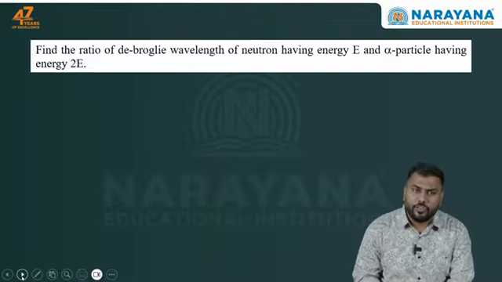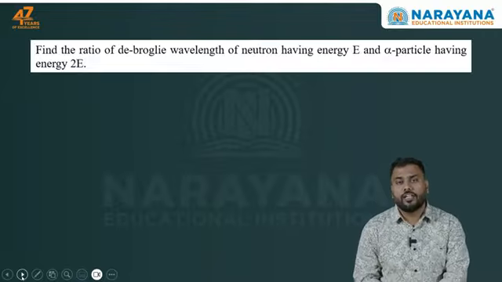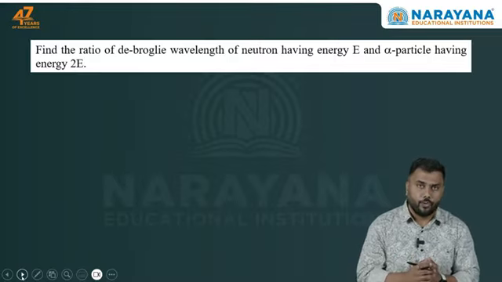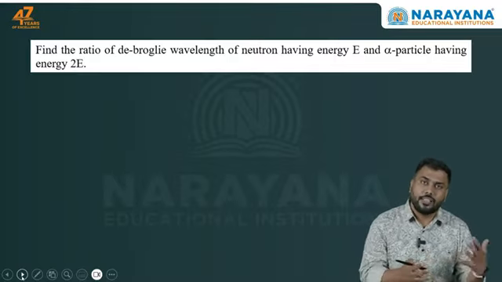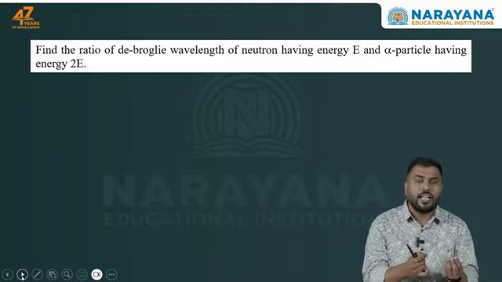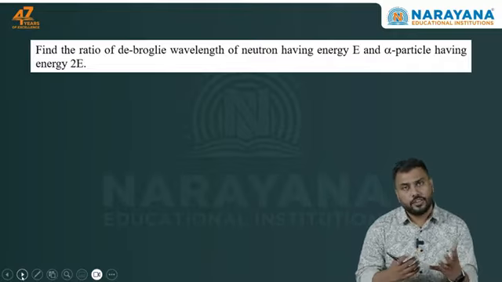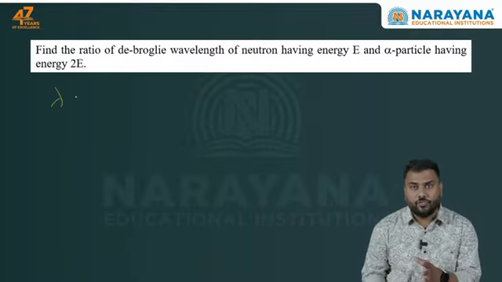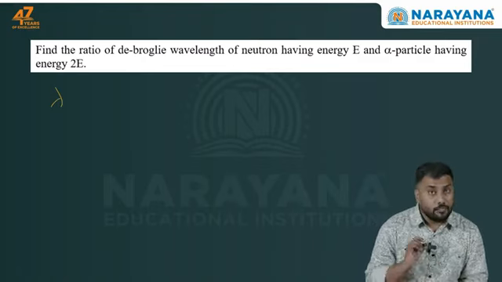In this question, we need to find the ratio of the de Broglie wavelength of a neutron, which has energy E, and an alpha particle, which has energy 2E. As we are observing in other shifts also, they are asking a lot of ratio kind of questions. So this is a similar question. If we want to find the ratio of de Broglie wavelengths, we need to see what is different in these particles. Their energies and their masses will be different.